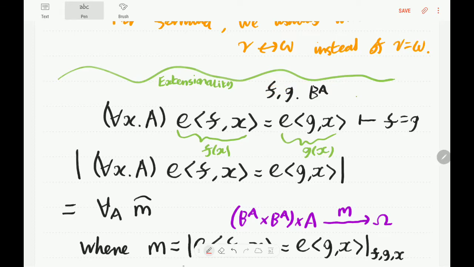So here goes. We have three variables f and g, and we want to show that this formula here implies f equals g. This formula here is for all x in A, e(f, x) equals e(g, x), and we want to show that implies f equals g.